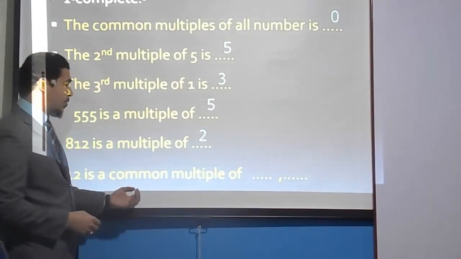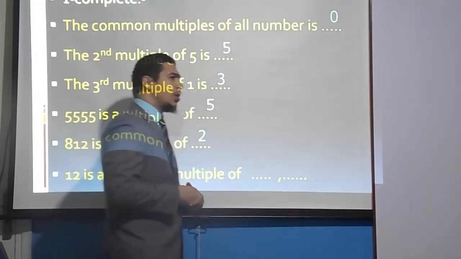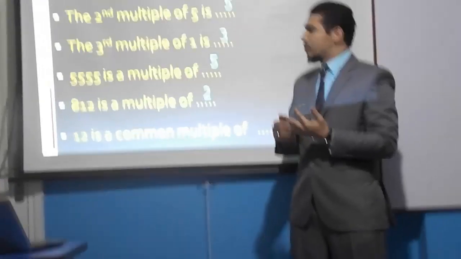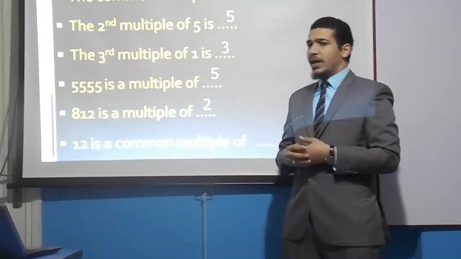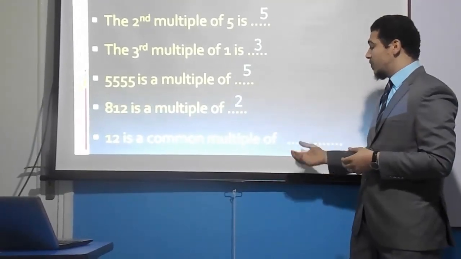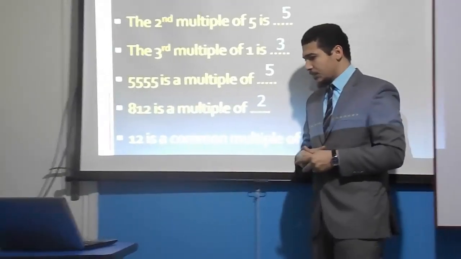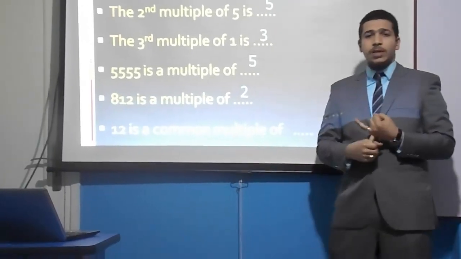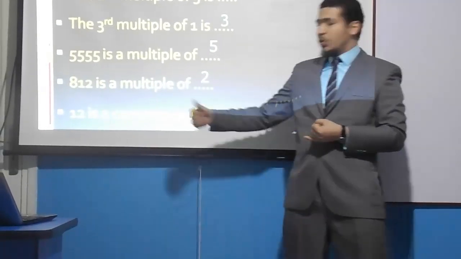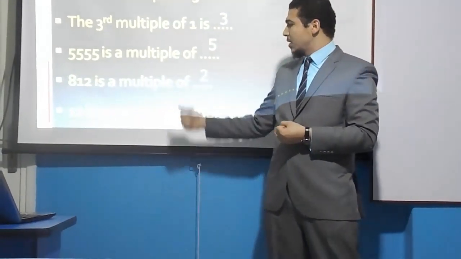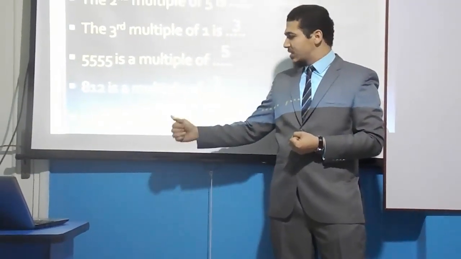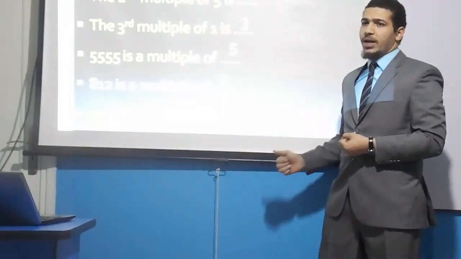12 is a common multiple of a lot of numbers, like 2 and 6, like 1 and 12, like 3 and 4. How can I realize that 12 is a common multiple of a lot of numbers? It's simple. 12 is 1 times 12. This means that 12 is a common multiple of 1 and 12. 12 is 3 times 4. This means 12 is a common multiple of 3 and 4. 12 is 2 times 6. This means 12 is a common multiple of 2 and 6.